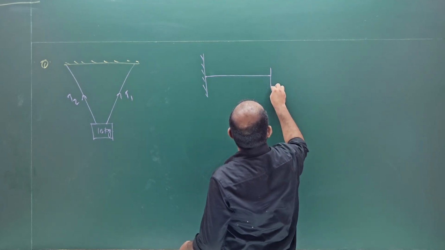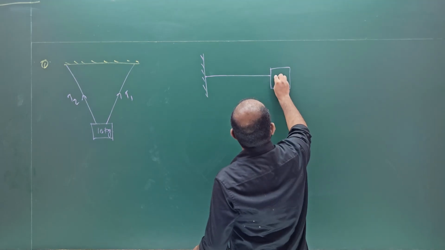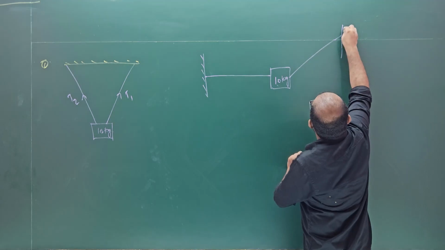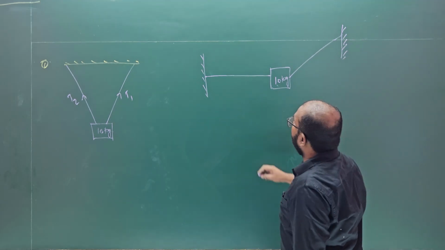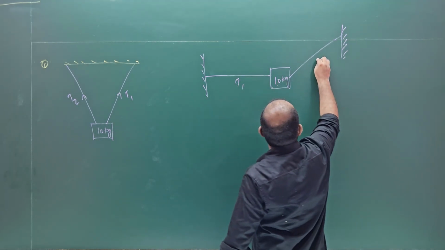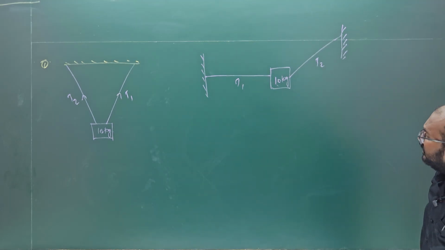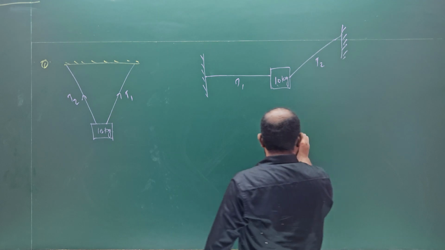Take it like this. This mass is 10 kg and one more is tied like this. Okay, this one is over here. This is T1 and this is T2. Similarly, let me quickly make one more question. Draw it like this.